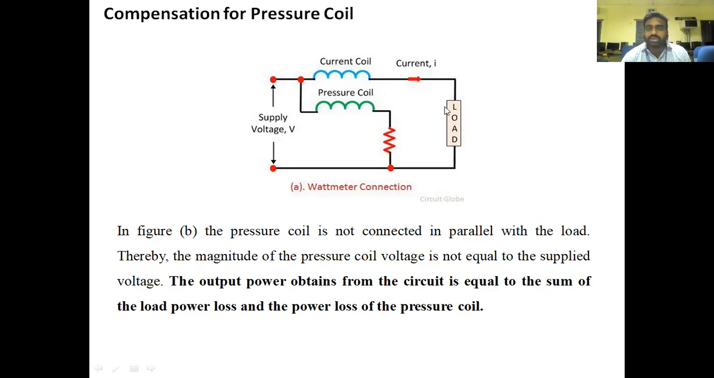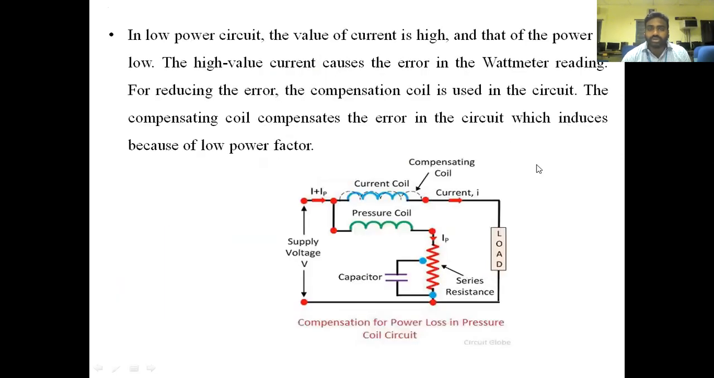So there is an additional compensation mechanism with respect to the pressure coil. Okay, so how is there an additional compensation? The main purpose of this type of compensation is for low power circuits, when the current is at higher magnitude. So when there is a current at higher magnitude and the application is of low power circuits, what can we do?